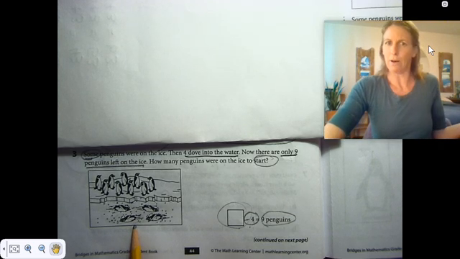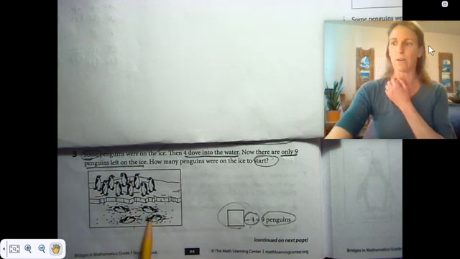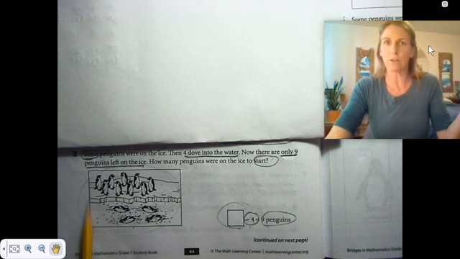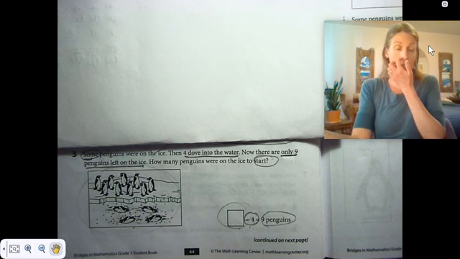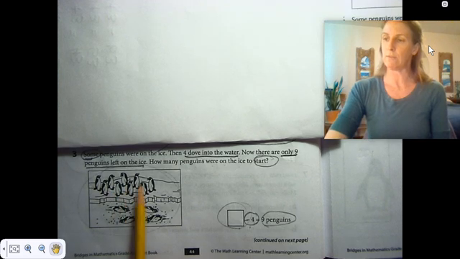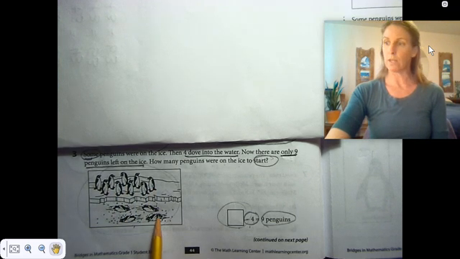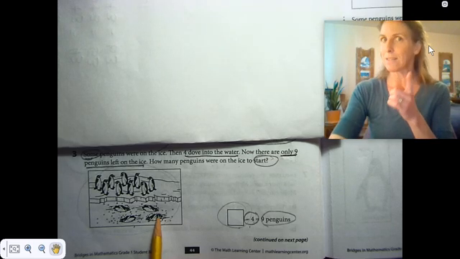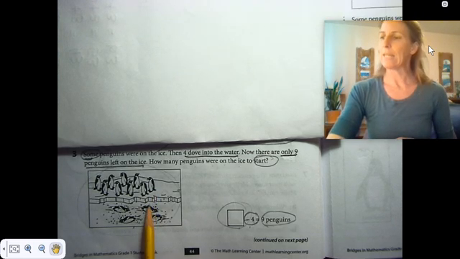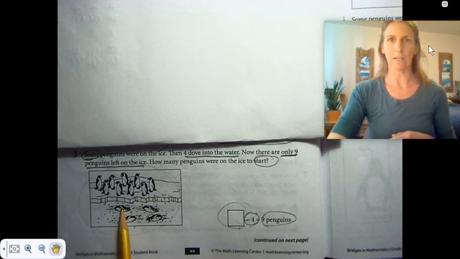Couldn't we just count them all? If there's 9 on the ice and these 4 dove in the water, then how many they started with is all those penguins. We could do it that way. Here's the 9. 1, 2, 3, 4, 5, 6, 7, 8, 9. That's how many there are now. Plus the 4 that dove in. Did you hear me say plus the 4? 9, 10, 11, 12, 13. I added them all up.